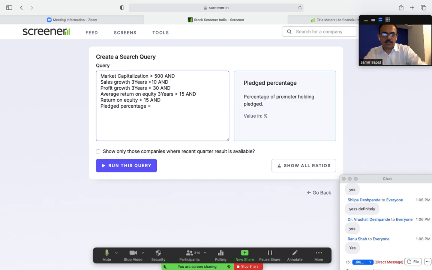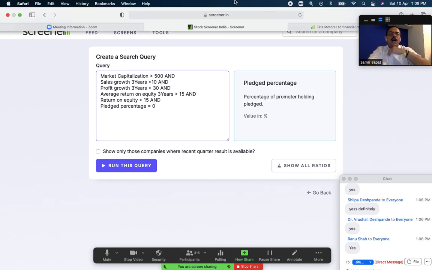We don't want the owner to have mortgaged their shares to someone, so we keep pledge percentage equal to 0. Okay, everyone okay? So far so good. So you can go in screener. I'll upload this recording. I'm recording this portion. How you can go in screener, I'll share in all financial fitness groups how you can go and write this query.